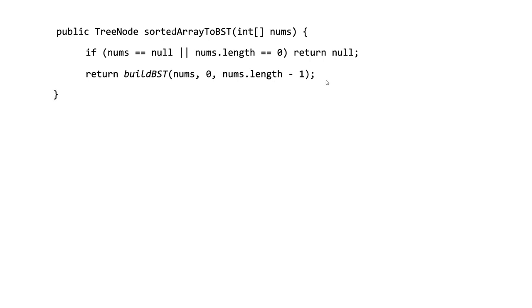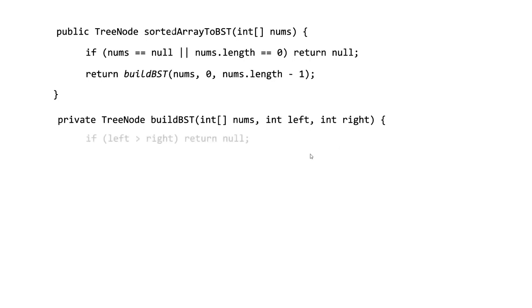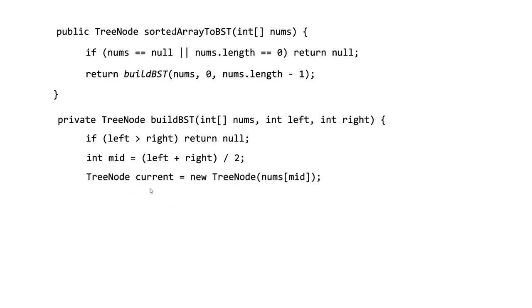And so now we need to build that build BST method. So we're going to pass back a tree node. We're going to have the int nums, int left, and int right. First thing we're going to do is check to make sure the left is less than right. Otherwise, we need to return null. Then we're going to define a midpoint, which is going to be left plus right divided by 2. Now, we're going to create a tree node. We'll call it current, new tree node, and we're going to use the midpoint of nums.